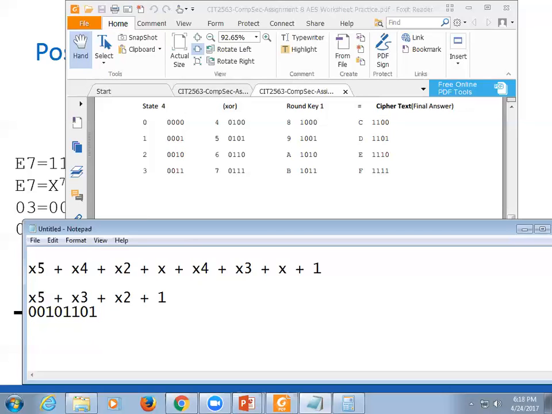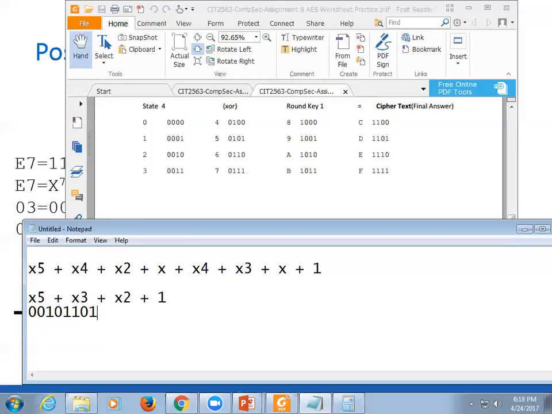Let me do that again in case anyone missed. We have x to the 7th, x to the 6th, we have an x to the 5th. We don't have one for the 4th. We have one for the 3rd, x to the 3rd, one for the 2nd, x squared. We don't have an x. And we have 1. And then that is converted.